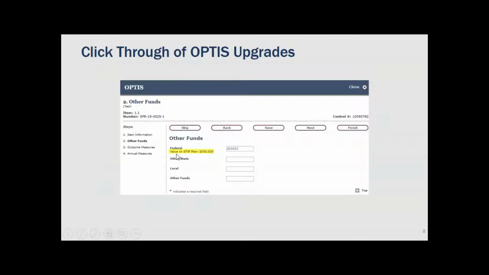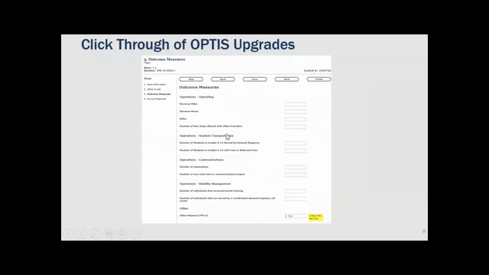Okay, so we can see here we have help text now that pulls information from the STIF plan into the SPR when you're going through the reporting. That helps remind you what you stated on your STIF plan. So we can see here in this highlighted text, value on STIF plan, $300,000. And so this is the other funds. I'll highlight this in the demonstration where these are popping up, which is in the item details for those of you who are familiar.